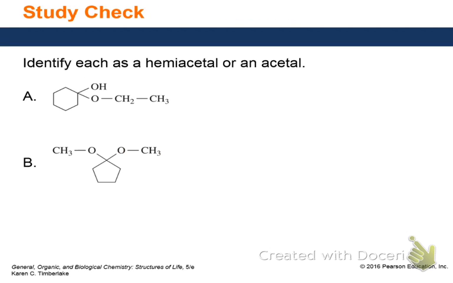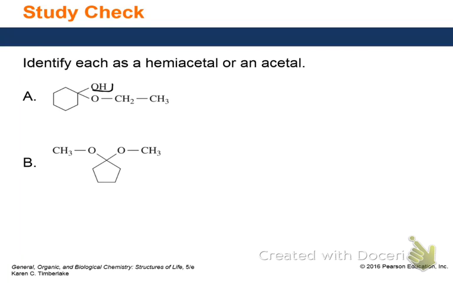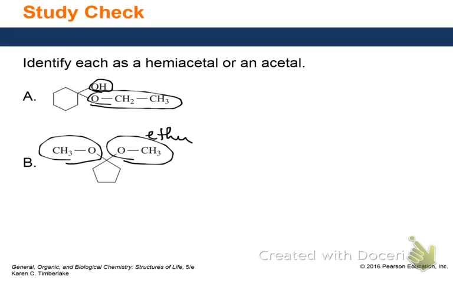Okay. So identify a hemiacetal or acetal. Hemi. Why hemi? Because I have the OH, right? One's an OH and one's an ether. So what's B then? Acetal, because they're both, right? Ether, ether, this is ether, and this is alcohol.